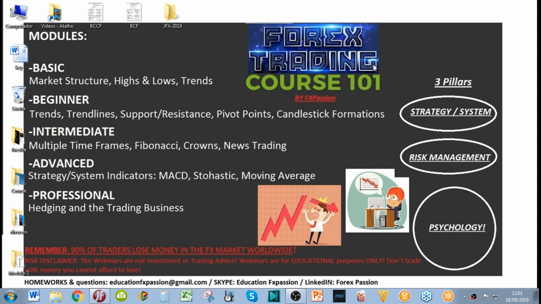Remember, we are trying to build a strategy and/or a system, and we need to understand how the risk management works, and we need to understand the big one, how the psychology part works.